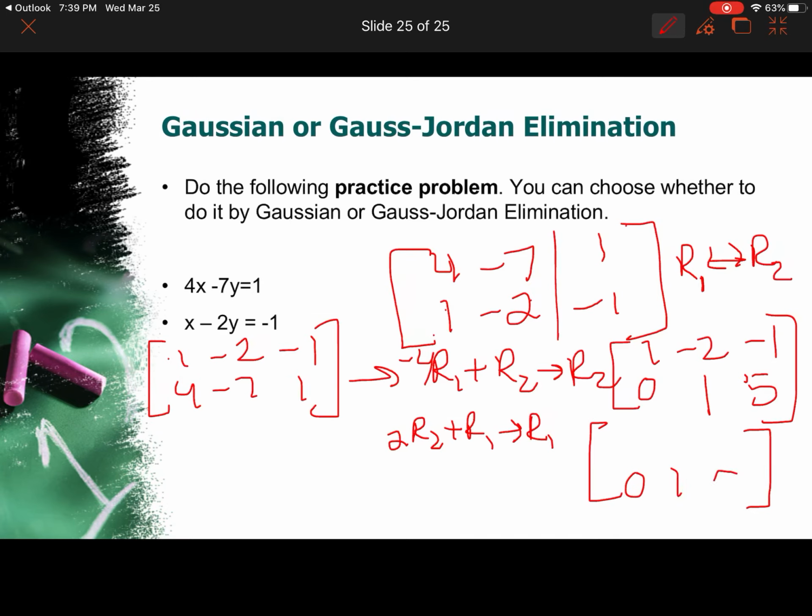That means I've already got row 2 done. I don't want to change that. I'm going to multiply row 2 by 2, so that still will be 1 because 0 times 2. And then 1 times 2 is 2 plus -2 is 0. 5 times 2 is 10 minus 1 is 9. So the answer is 9, 5, and you should write your answer as an ordered pair.